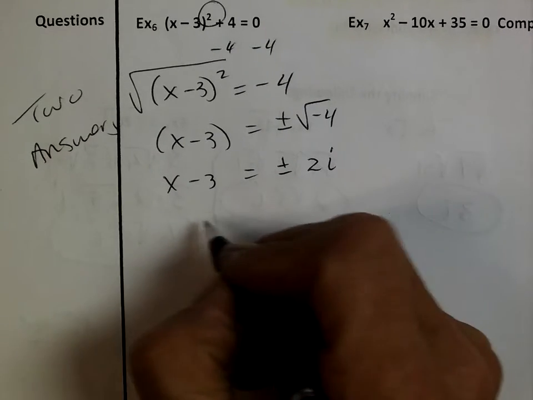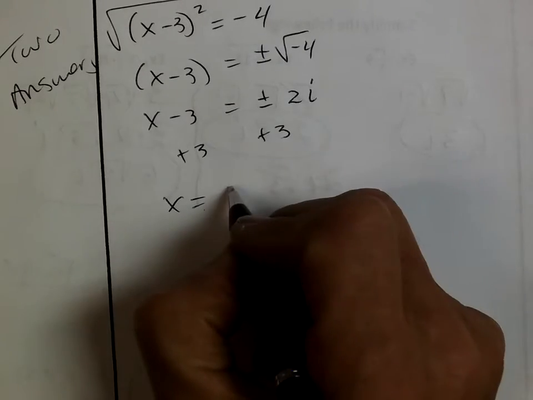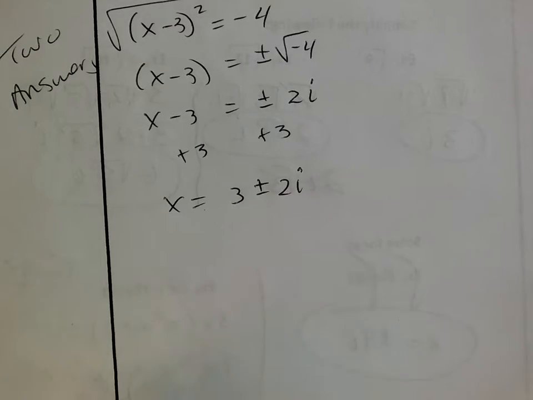So if I go plus 3, okay, watch this. Do not add them. Do not. It is simply going to be 3 plus or minus 2i. And that is 2 answers, okay? And that's the form I like it in.